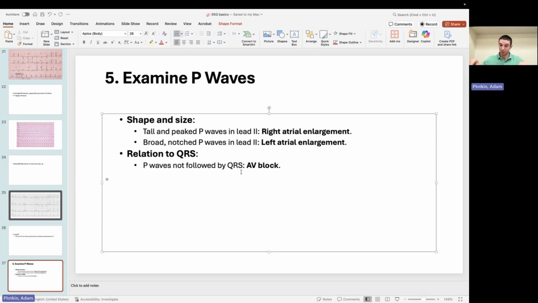The bundle of His, down the bundle of branches to the ventricle. So if we have a P wave, that means the SA node is working fine. We're depolarizing the atria. But then if we're not followed by a QRS, there has to be a block at the AV node, right? If we're still getting a QRS at some point, there's some disconnect between the atria and the ventricles. And what would that disconnect be? It would be the AV node, all right?